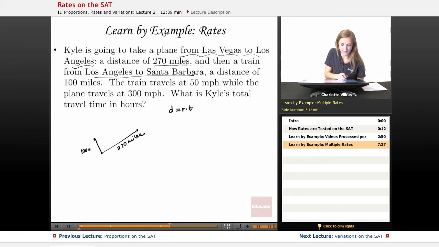and 100 miles here. We know that the train travels at 50 miles per hour, so that means that our rate here is 50 miles per hour. We also know that the plane travels at 300 miles per hour. So that's our rate in this leg of the trip. We're looking for Kyle's total travel time in hours.